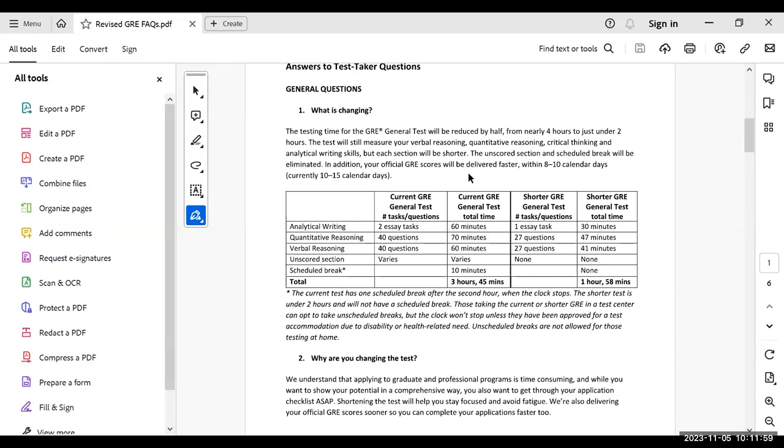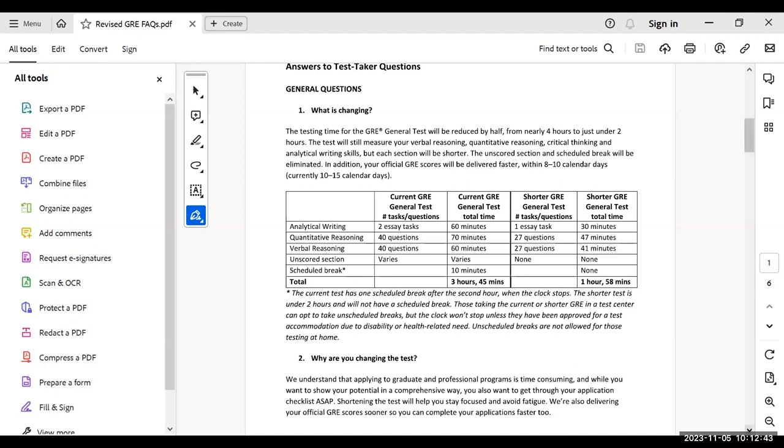30 minutes. In quant, you have a total of 27 questions. These are spread over two sections and you have 47 minutes. And in verbal reasoning, you have a total of 27 questions now, spread over two sections, and the total time that you have is 41 minutes. So the time for the GRE has now reduced from 3 hours 45 minutes to under 2 hours, that is 1 hour 58 minutes. You can see the last two columns of the shorter GRE general test. That is what you will be taking.